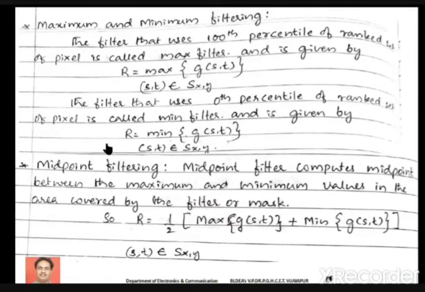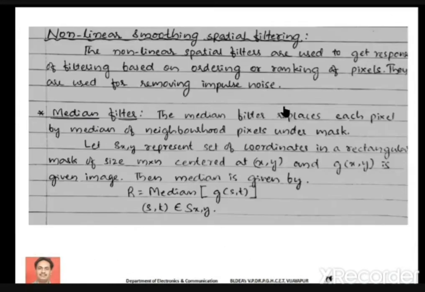On the other hand, the minimum filter can be referred to as the filter that uses the 0th percentile of the ranked set of pixels. Now, can you think what about the median filter? The median filter can be thought of as the filter in which each pixel is replaced by the 50th percentile of the ranked set of pixels, because we are taking the median value, right?